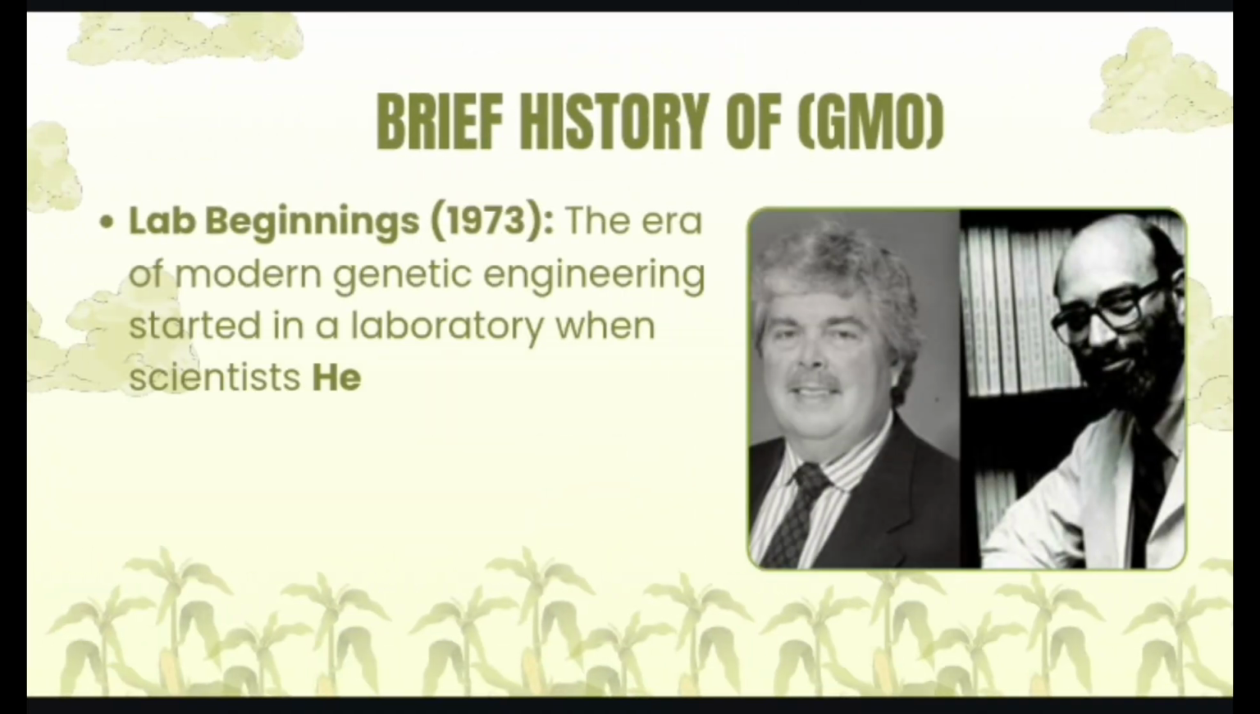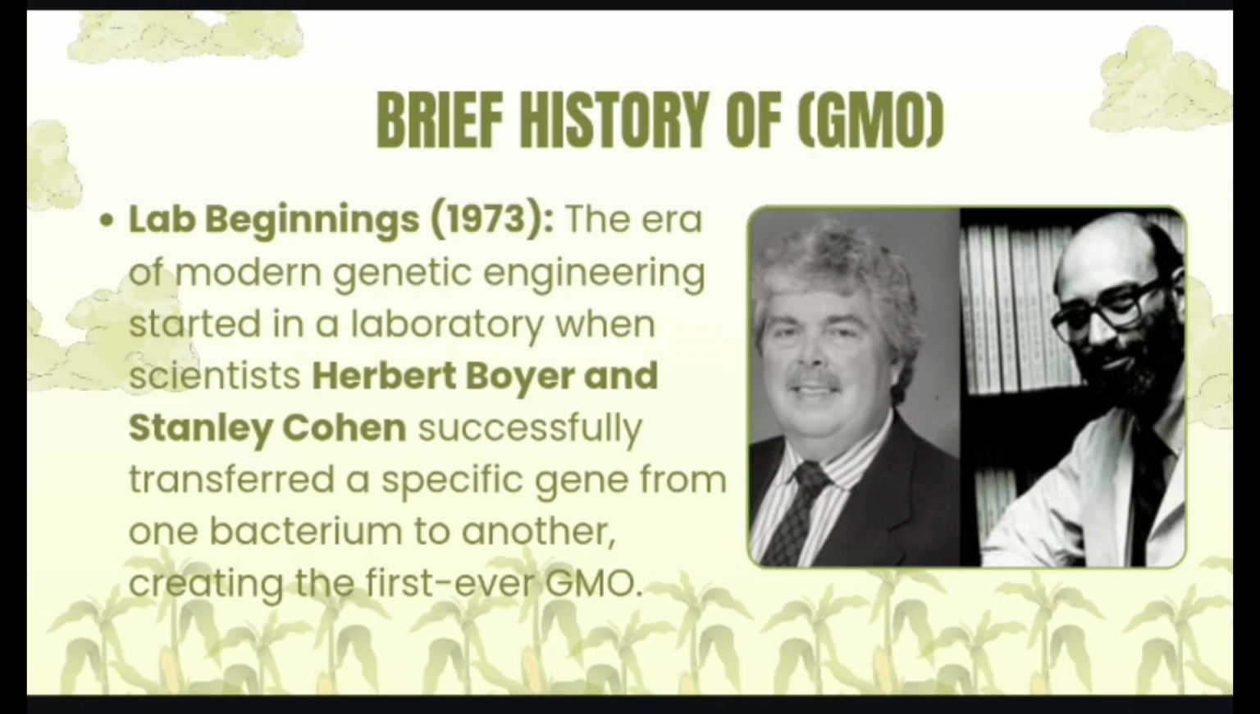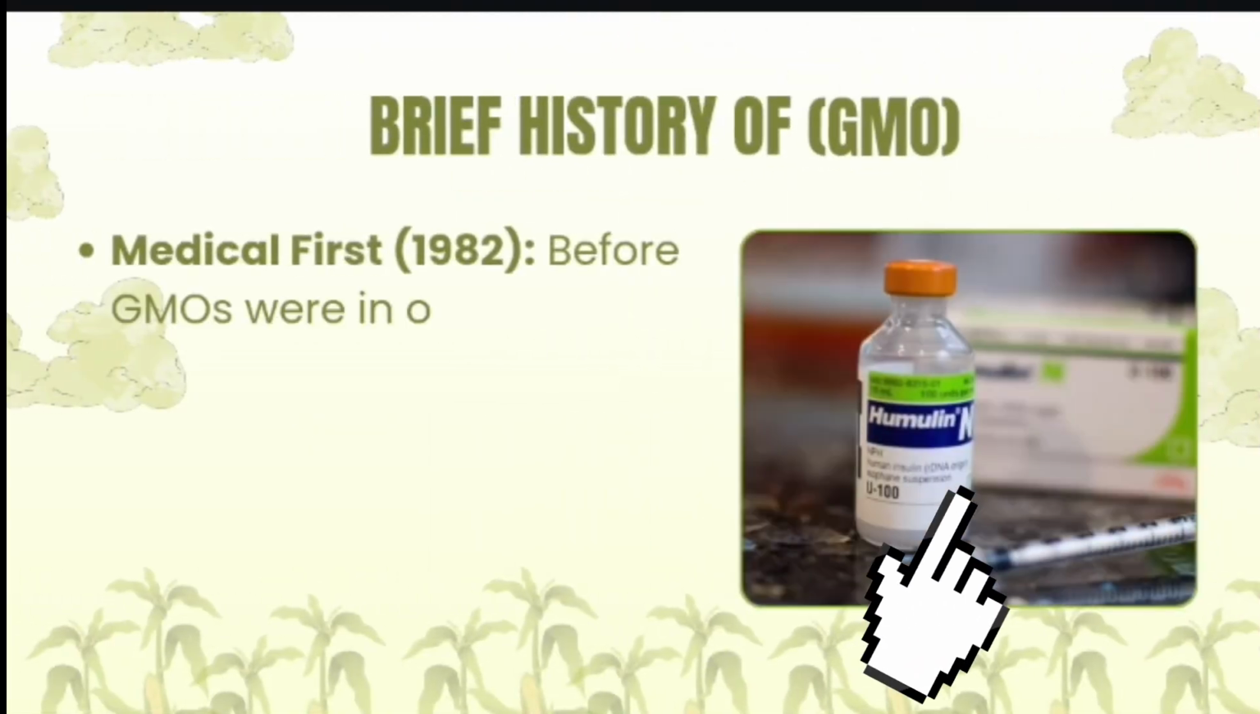Now, let's go back in time and see how GMOs started. The era of modern genetic engineering began in 1973. It was when two scientists, Herbert Boyer and Stanley Cohen, successfully transferred a specific gene from one bacterium to another. This experiment was a huge success because it created the very first genetically modified organisms in history.